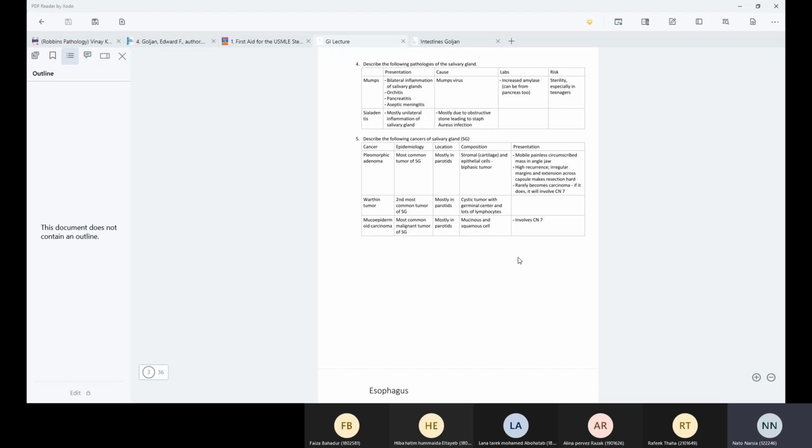Mucoepidermoid carcinoma is mucinous and squamous carcinoma.